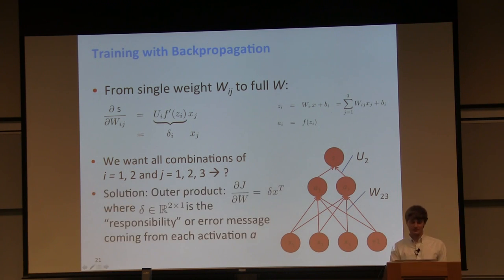So the derivative of J with respect to W here, assuming it is for a layer above the input, will just be delta times x transpose. If this is a column vector and this is a row vector that we transposed, then we get the nice outer product. It's a 2 by 1 times 1 by 3, which gives exactly the right dimensionality of a 2 by 3 matrix. Another terminology for delta is the responsibility, or again, error message, coming from each of the activations of these neurons.